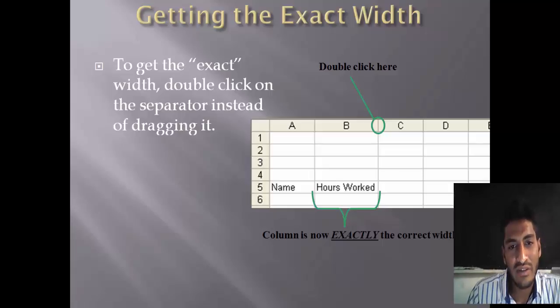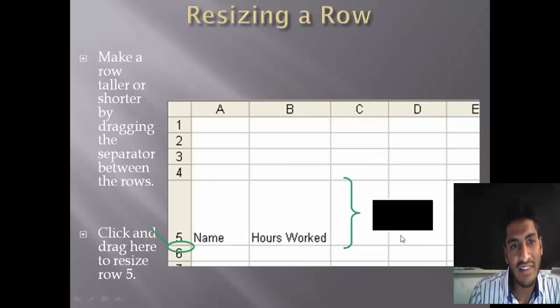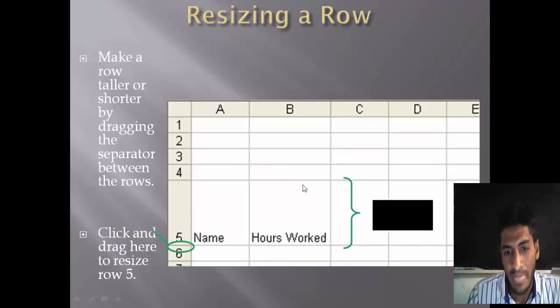Getting the exact width. To get the exact width, double click on the separator instead of dragging it. Column C is now exactly the correct width. Resizing a row: make a row taller or shorter by dragging the separator between the rows. Click and drag here to resize.